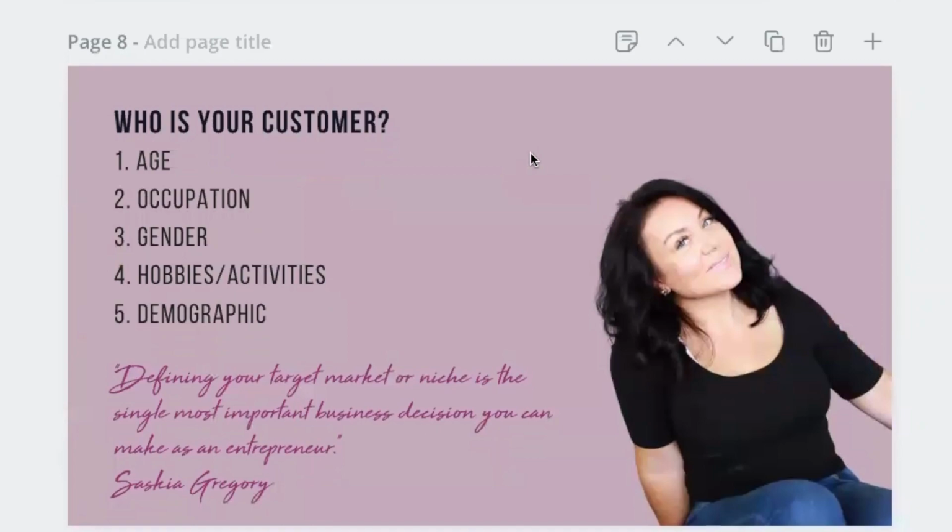These are the things you want to identify: their age. What do they do for work? Are they a stay-at-home mom? Do they have a job? Do they work part-time? Get so clear. What industry do they work in, or have they worked in? What is their gender? What are their hobbies and activities, and their demographic? Defining your target market or niche is the single most important business decision you can make as an entrepreneur.